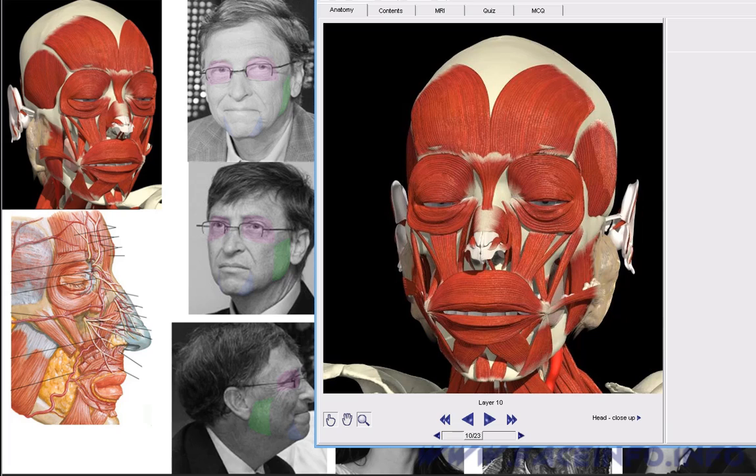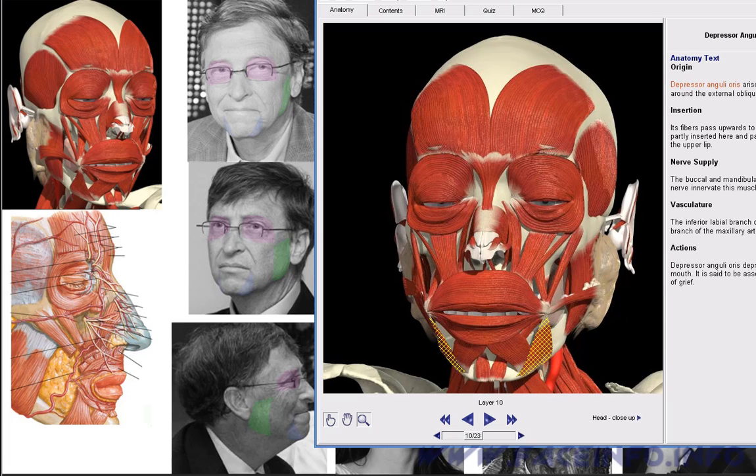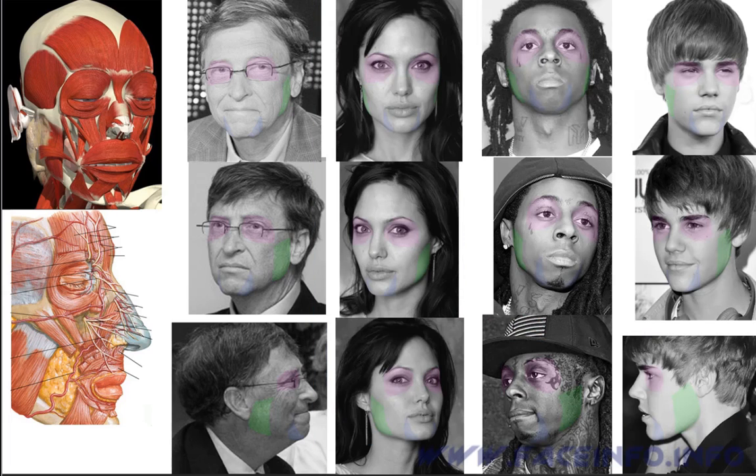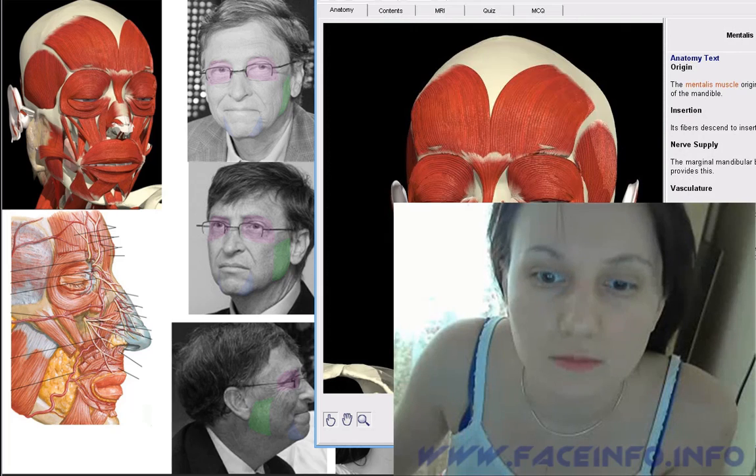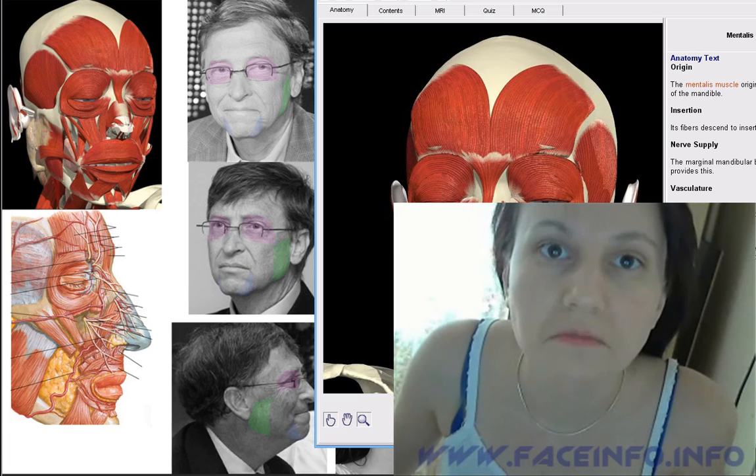Now let's have a look at the chin muscles. This is the depressor anguli oris. It arises from the low jaw here. Then it goes upwards to the mouth corner, and it lowers the mouth corner. So on all of the pictures it's blue. I show how it works.